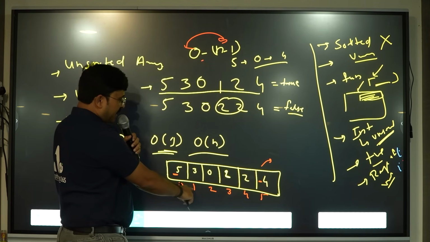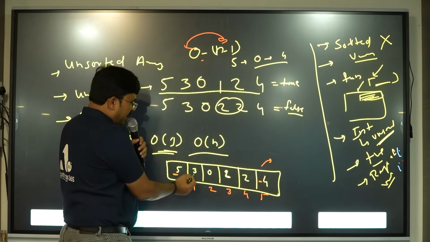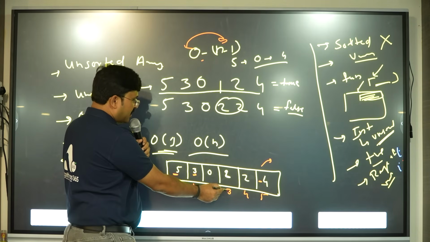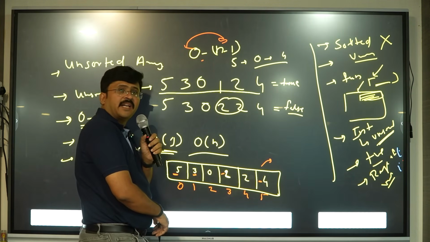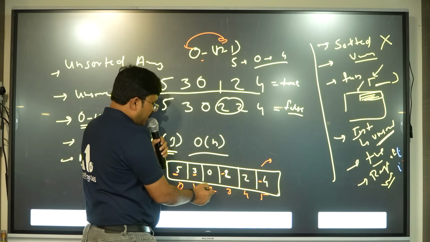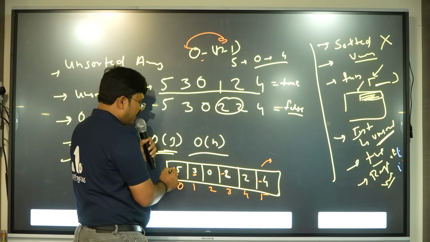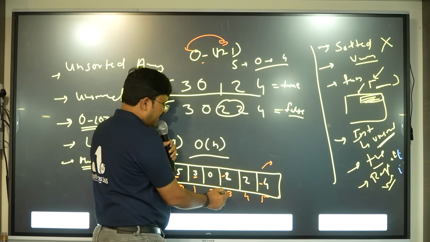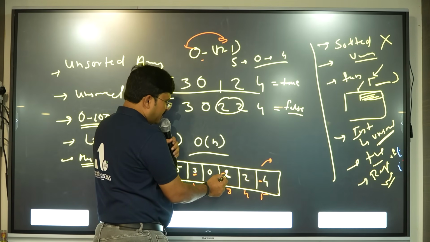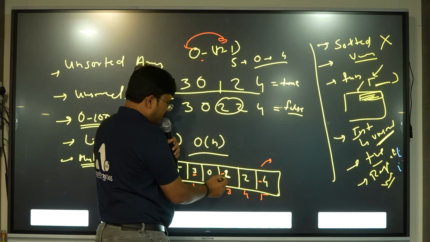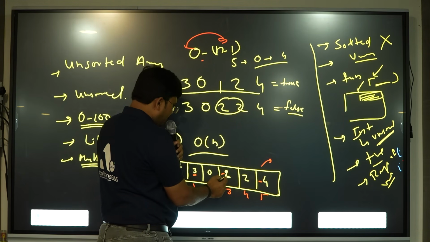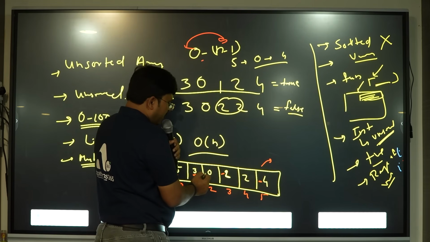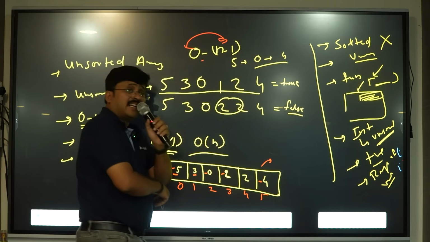I went to the second element and the value is 3, so I will go to the third index and make it minus 2. Then I will go to the next element and the value is 0, I will go to the 0th index and make it minus 5. I will go to the third index and the value is minus 2, so I will go to index 2 and make it negative. Now what is the negative of 0?